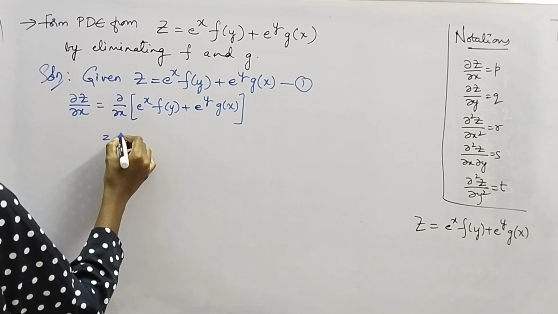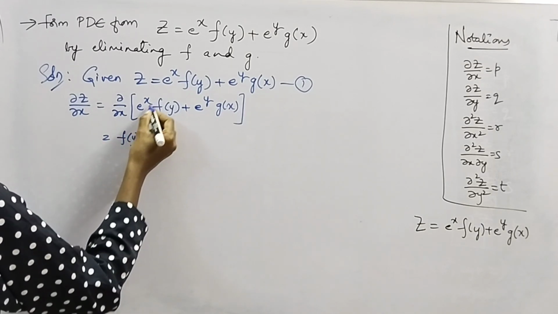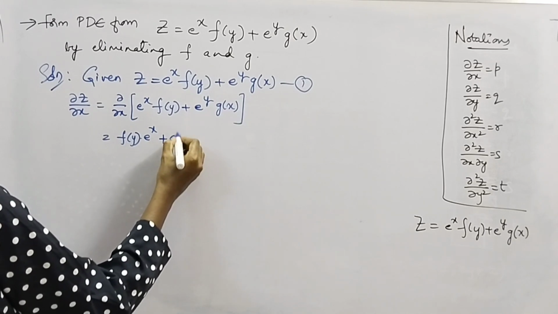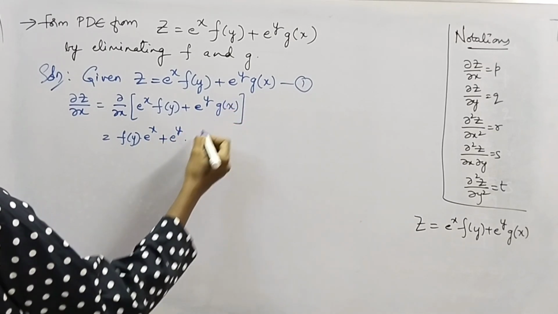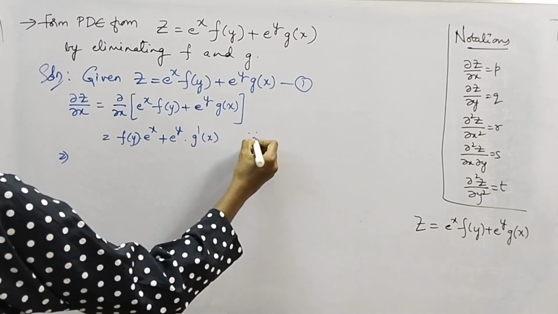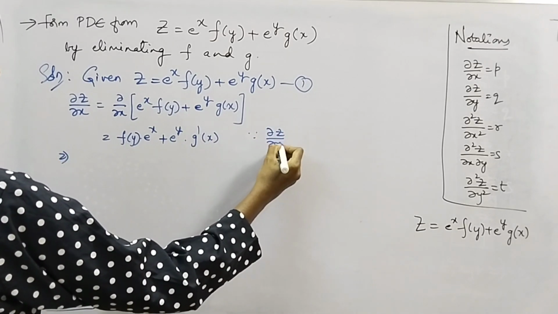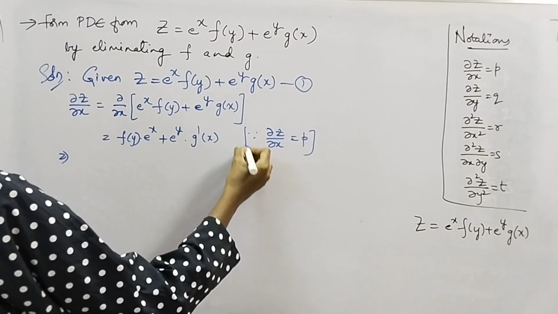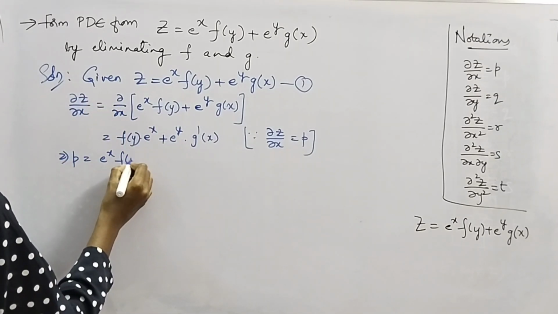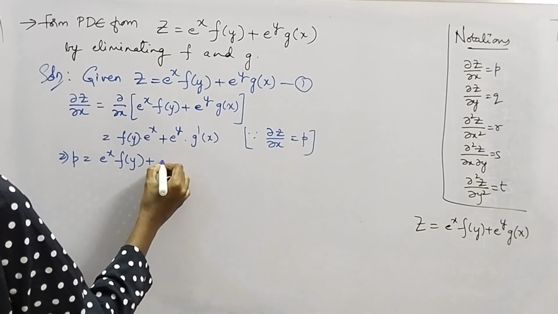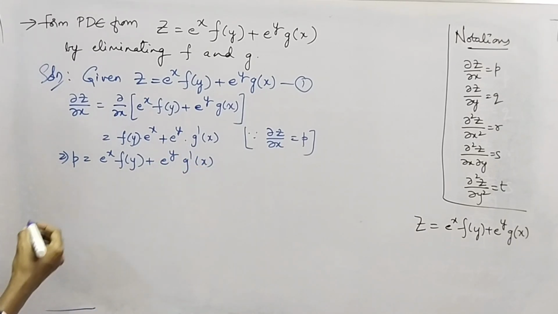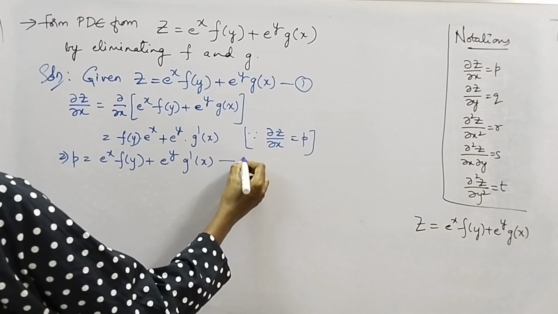This gives us constant into partial derivative of e power x is e power x plus constant e power y into partial derivative of g of x is g dash of x, right? Since we have a notation dou z by dou x equal to p, let's replace it by p. You'll get p equal to e power x f of y plus e power y into g dash of x, right? Now consider as equation number 2.